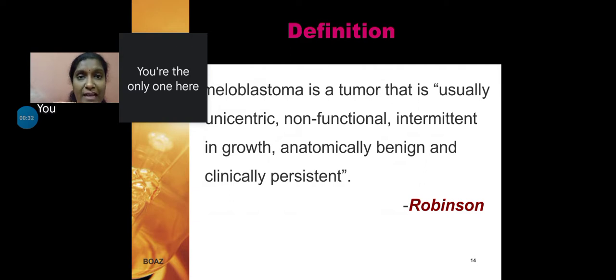Ameloblastoma was defined by Robinson under 5 categories. He described ameloblastoma as unicentric, non-functional, intermittent in growth, anatomically benign, and clinically persistent. So these are the 5 titles under which Robinson defined ameloblastoma.